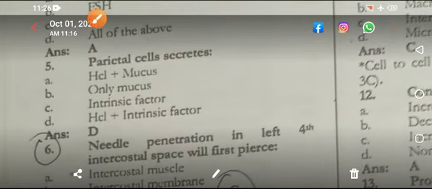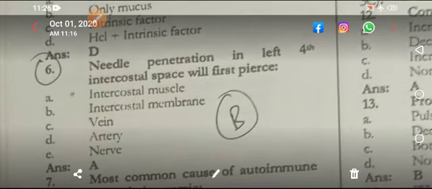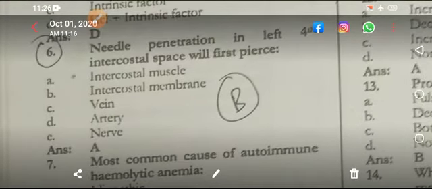Parietal cell secretes HCl plus intrinsic factor. Needle penetration in the left fifth intercostal space will first pierce what?